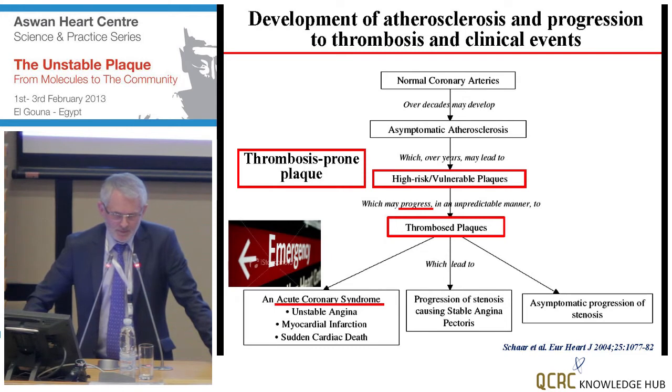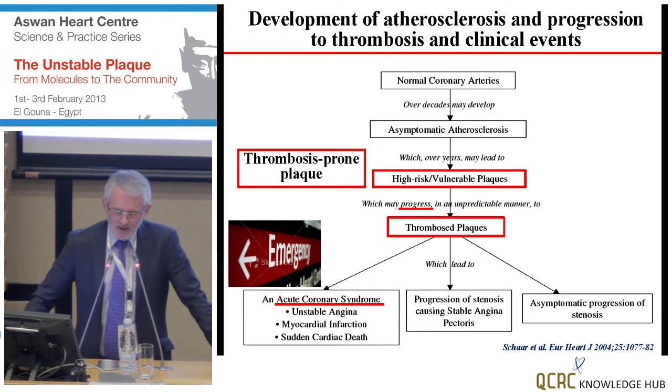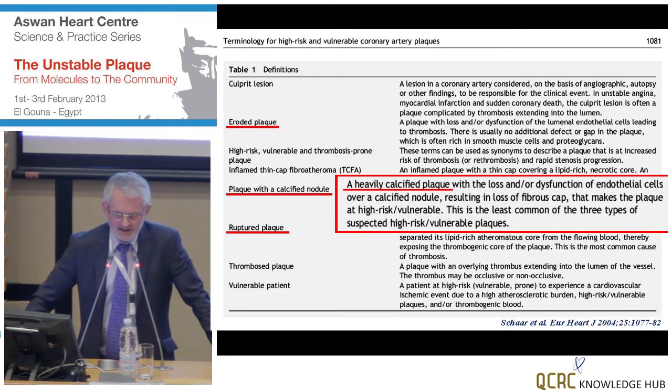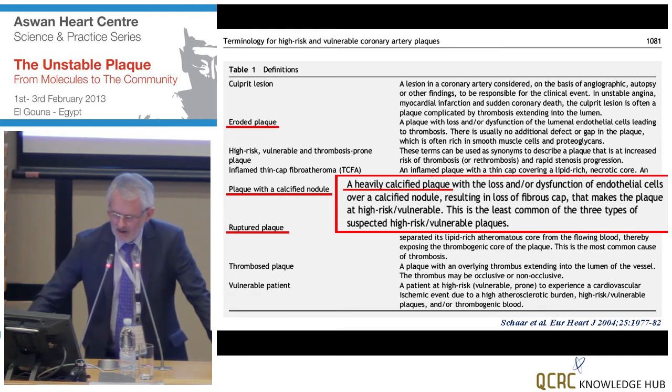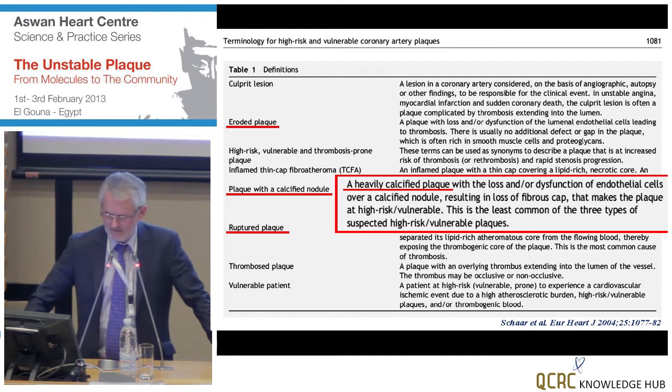In fact, it was also proposed to avoid the term unstable plaque to avoid confusion with a clinical condition termed unstable angina. And here we have the definition suggested by this consensus document. Three types of vulnerable plaque were described. Plaque with a calcified nodule, which is the least common of the three types of vulnerable plaque; ruptured plaque, the most common type of vulnerable plaque; and eroded plaque in between.